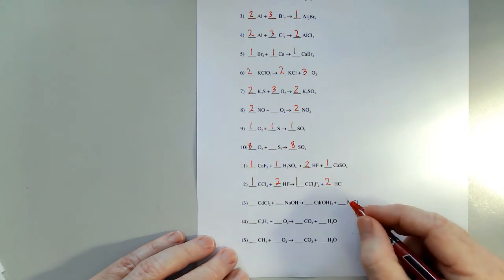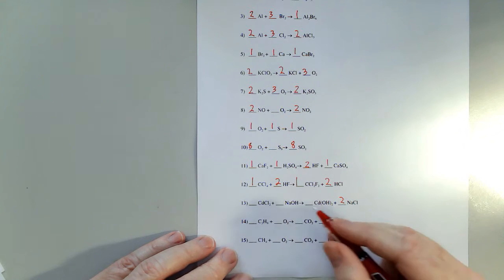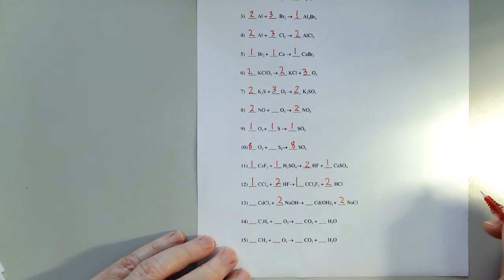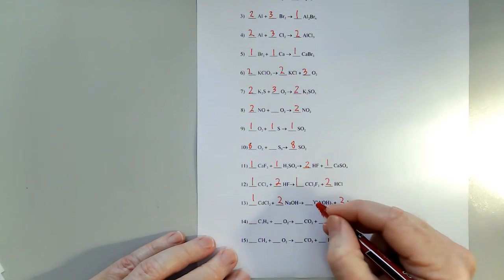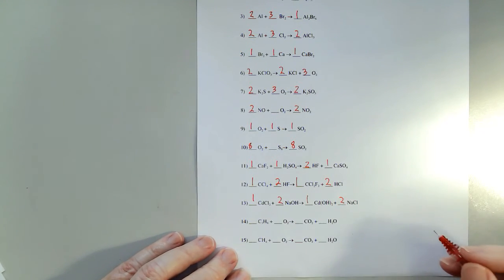Here I see 2 chlorines, so I'm going to put a 2 there, which gives me 2 sodium, so I put a 2 there. 2 hydroxides, 2 hydroxides. Hey, 1 cadmium, 1 cadmium. Looks good. Got some combustion ones here to look at.